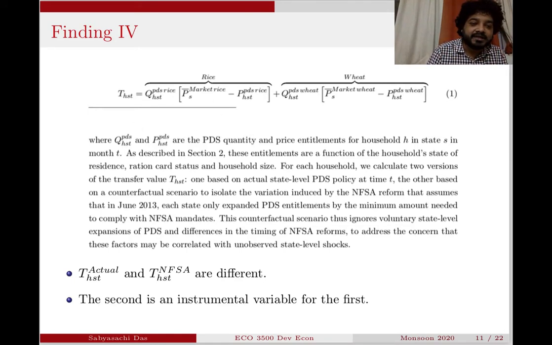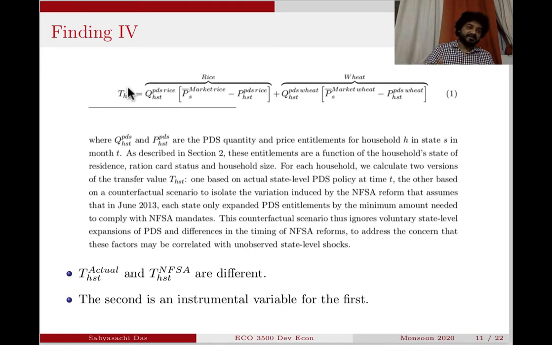Now the point is that in 2013 this changed, right? The PDS price changed, and so did the quantity, right? Now the problem is that not every state changed the price and the quantity to the stipulated amount exactly in 2013. They took some time, right? So that's the first. Second, when they did change, whether on time or later, some states actually increased the stipulation, went beyond the stipulation of the central government.